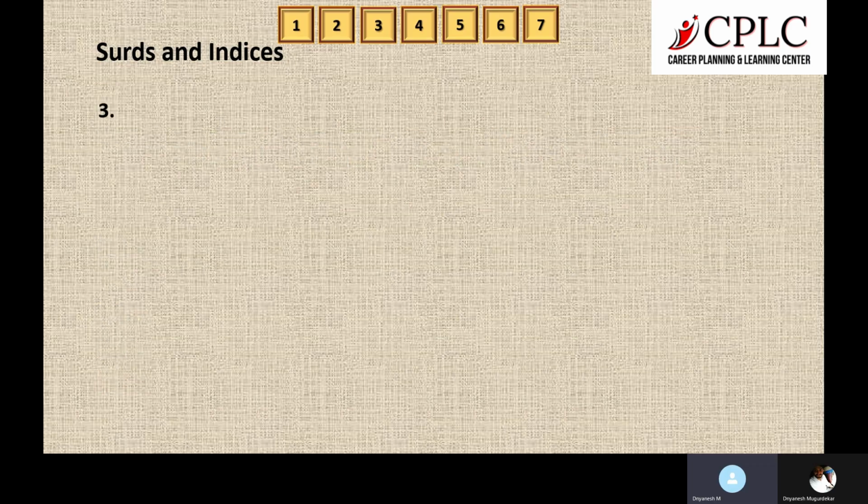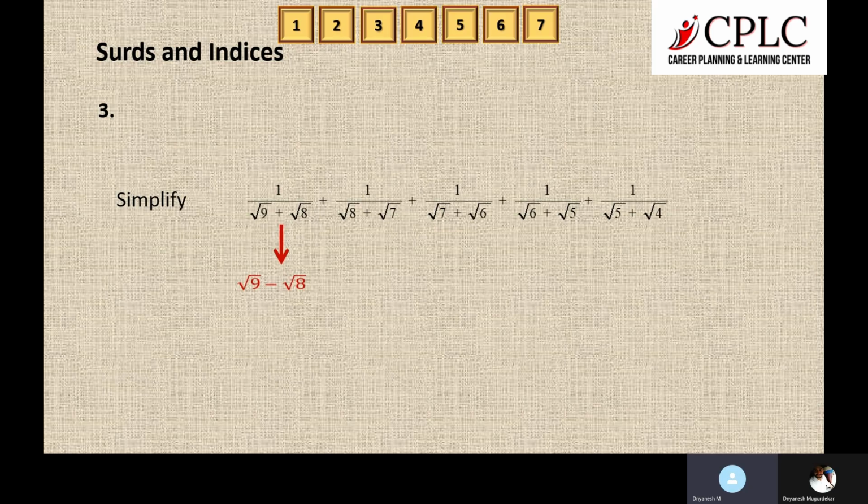So when you do that in both numerator and denominator, in the denominator you will have a plus b and a minus b. So a plus b times a minus b, the answer will be a square minus b square, which will be 9 minus 8, which is 1. So that means only in the numerator you will be left with the conjugate, which is root 9 minus root 8.